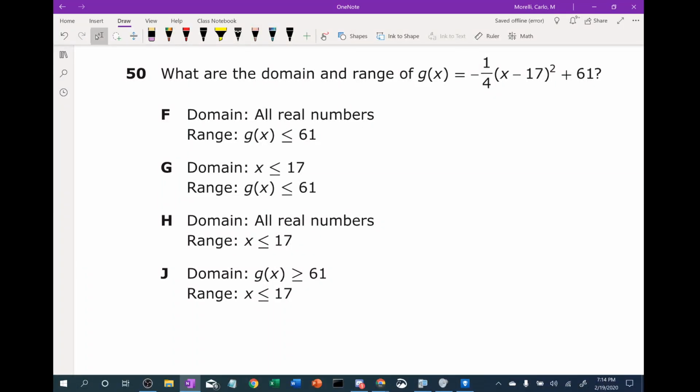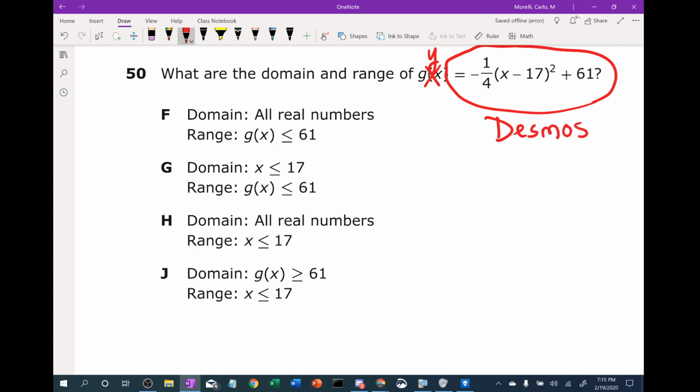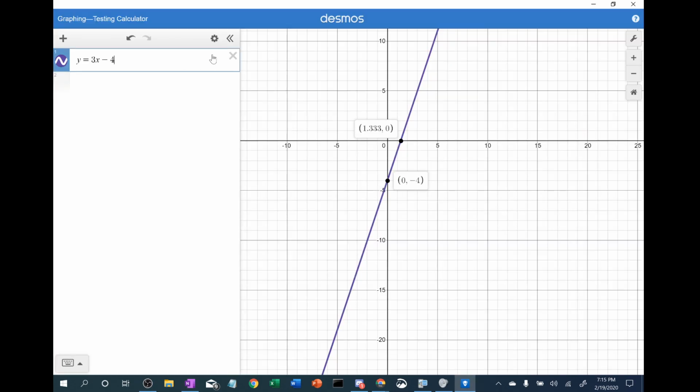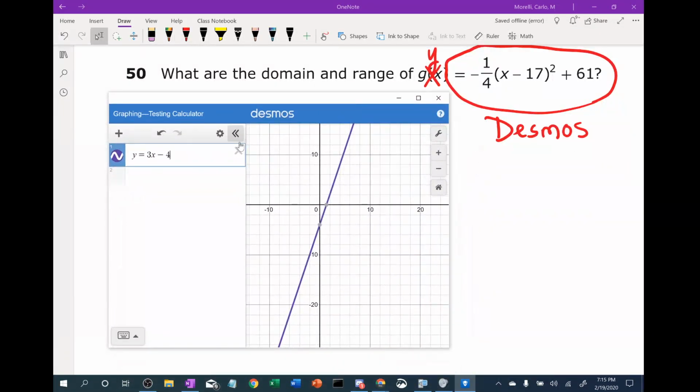What are the domain and range of this monster equation? Okay, so the best way to do this is going to be in Desmos. So we would just change this to y and then stick this whole thing into Desmos. All right, so we'll go to Desmos, and I'll have to probably look at it a couple of times. All right, here we go.